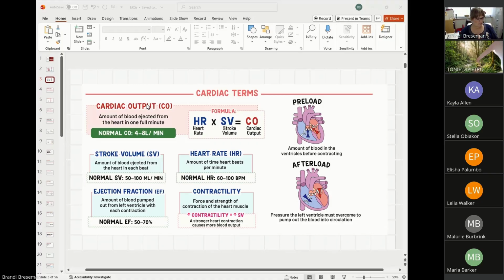All right, any questions about this? This should have been a review, remember, right? Because we talked about all this on Monday.